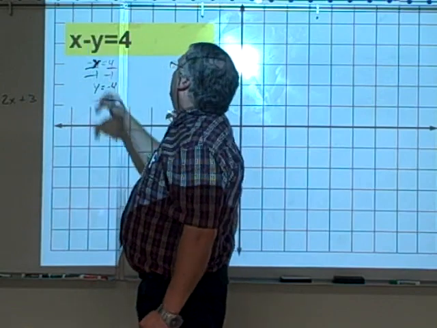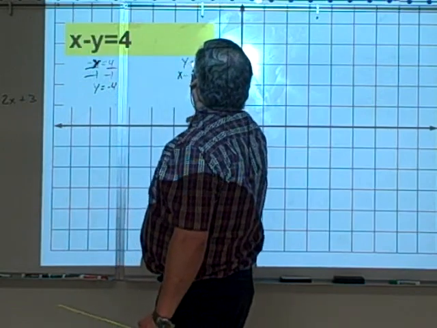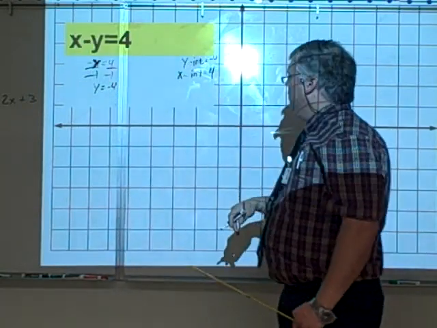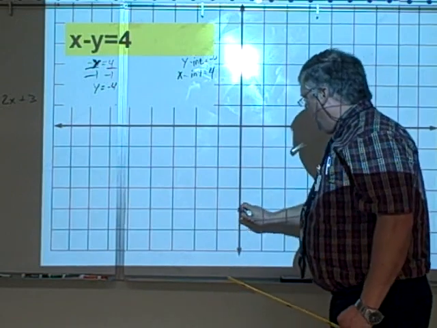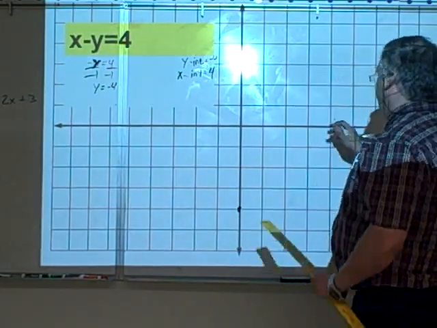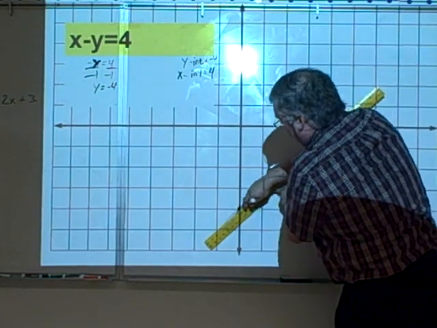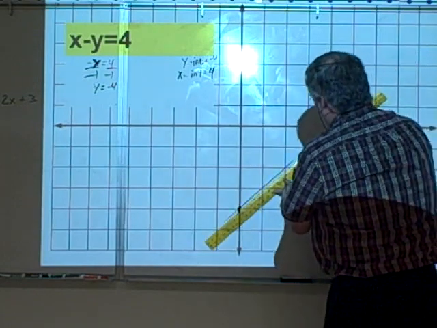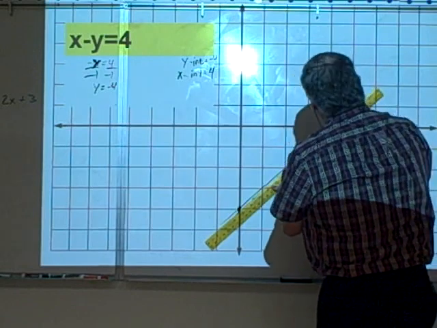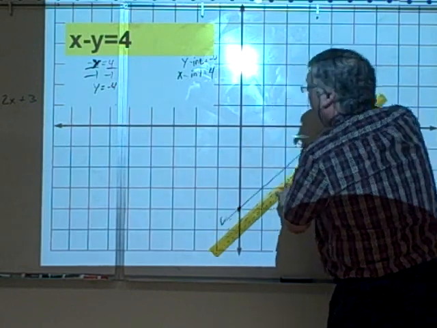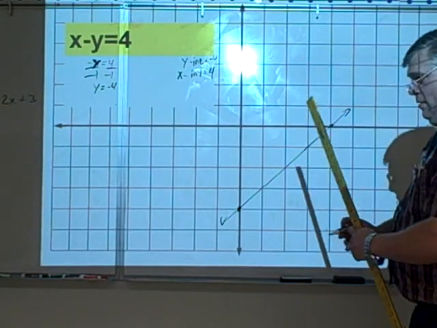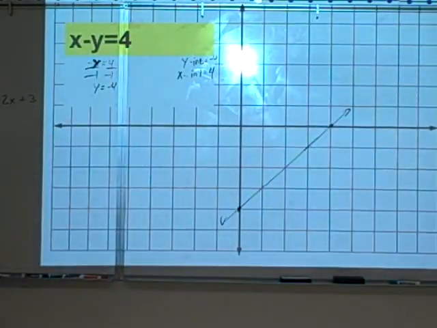Cover up the y, you get x equals 4. So your x-intercept is equal to positive 4. Negative 4 for the y, positive 4 for the x. Slap the ruler down. Draw the lines through them. Arrowhead, arrowhead. There's your graph. Next one.